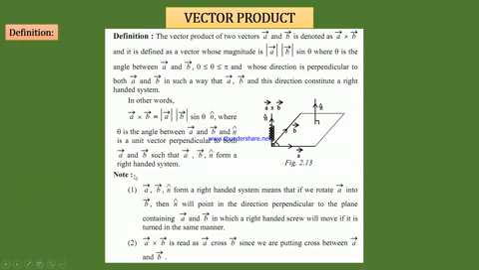Okay, so note, A vector, B vector, n vector form a right-handed system means that if we rotate A vector into B, then n cap will point in the direction perpendicular to the plane containing A and B, in which a right-handed screw will move if it is turned in the same manner. And it is read as A vector cross B vector, since we are putting cross in between A and B. Good. So that's all.